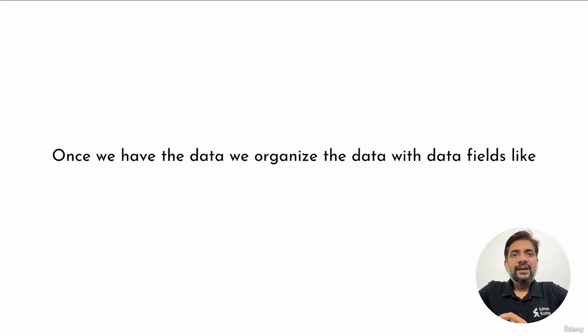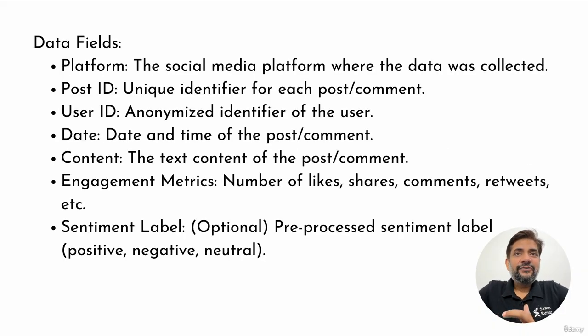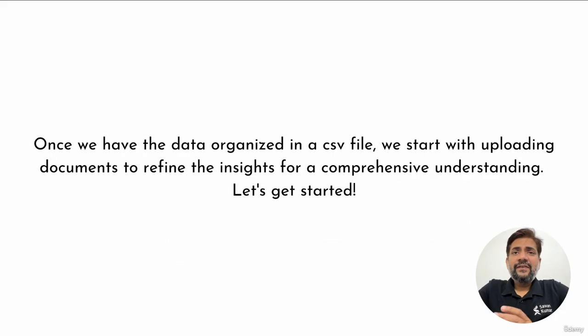Once we have the data, we organize it with data fields like platform. So you collected it from Twitter or Facebook or Instagram or Reddit or wherever you collected it from. Post ID, a unique identifier for each post or comment. User ID, an anonymized identifier of the user. Date, content, engagement metrics, sentiment label, and so on. Once we have the data organized in a CSV file, we start with uploading documents to refine the insights for a comprehensive understanding. Let's get started with using Humata.